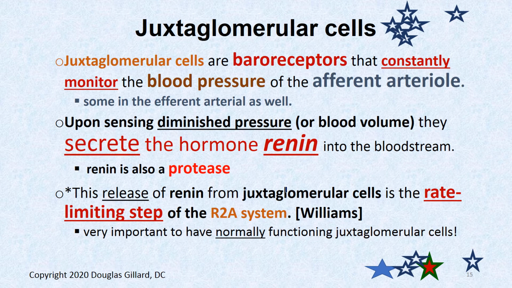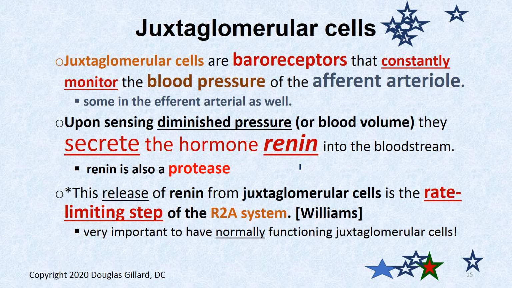All right, so the juxtaglomerular cells, let's look at them more specifically. They are not chemoreceptors. They don't care about what's in the blood. They just care about pressure. So these are baroreceptors, just like the cells of the carotid sinus. And they're constantly monitoring the blood pressure. And if they sense a drop in blood volume or blood pressure, they freak out and secrete renin, their hormone renin, which is a protease.